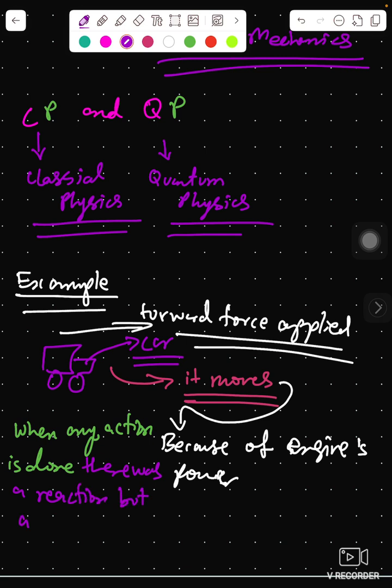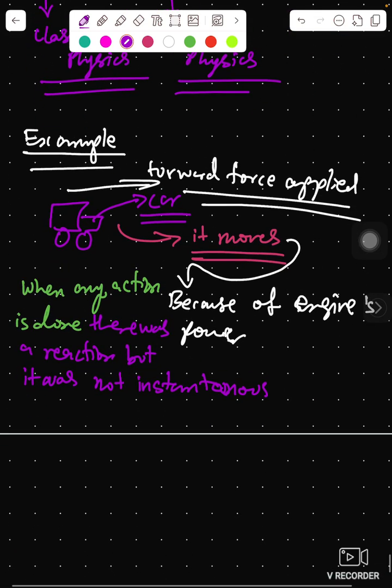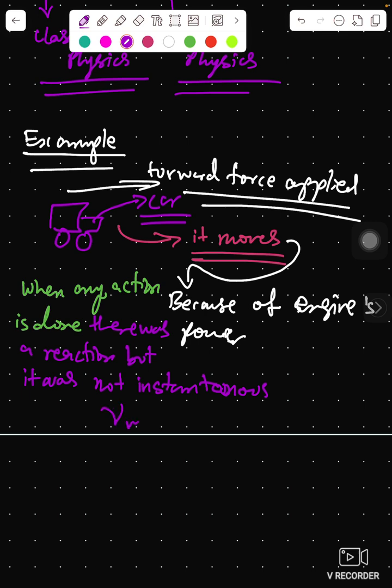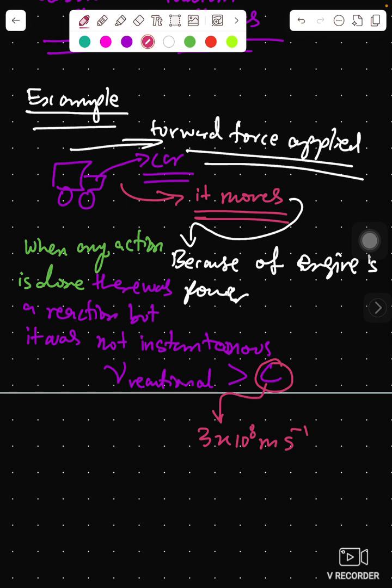But it was not instantaneous. How it was not instantaneous was that the reaction velocity was less than the speed of light, which is 3 times 10 to the power 8 meters per second. If my memory is correct, 299... I forgot the rest, sorry, but it doesn't matter. This is our average value.